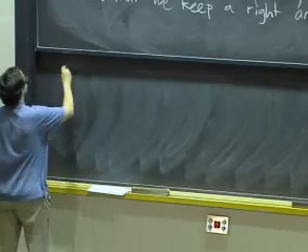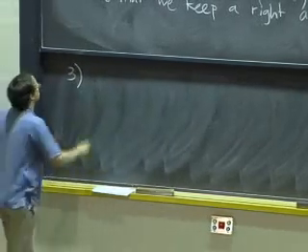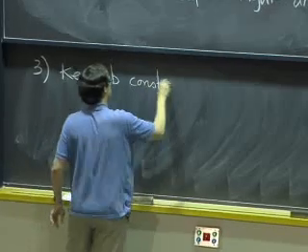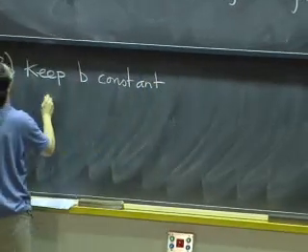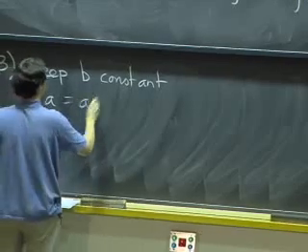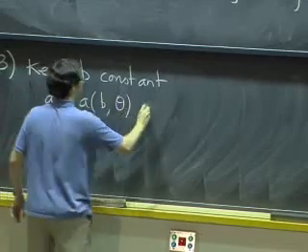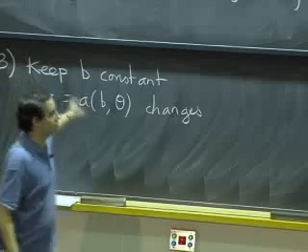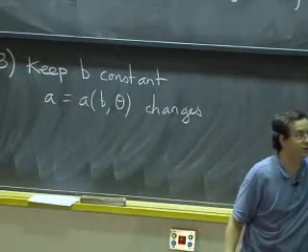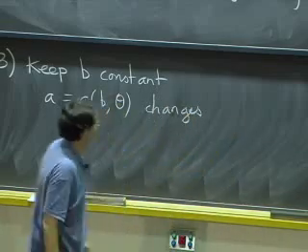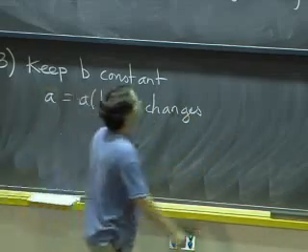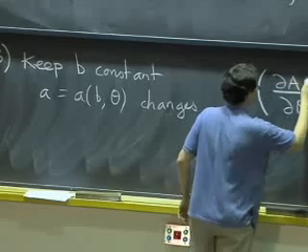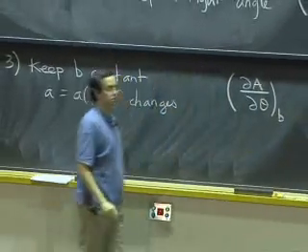And the third guy is the one where we actually keep B constant. And now A, we think of A as a function of B and theta, and it changes so that we keep a right angle. Okay, so actually, as a function of B and theta, it's given over there. A equals B cosine theta. And so this guy is called partial A over partial theta with B held constant.